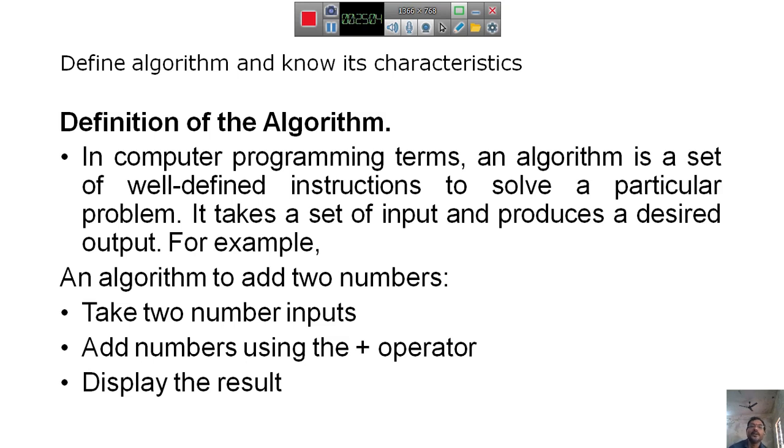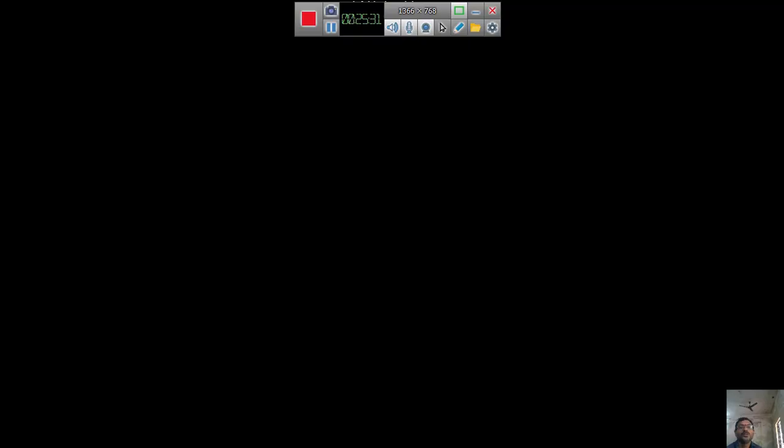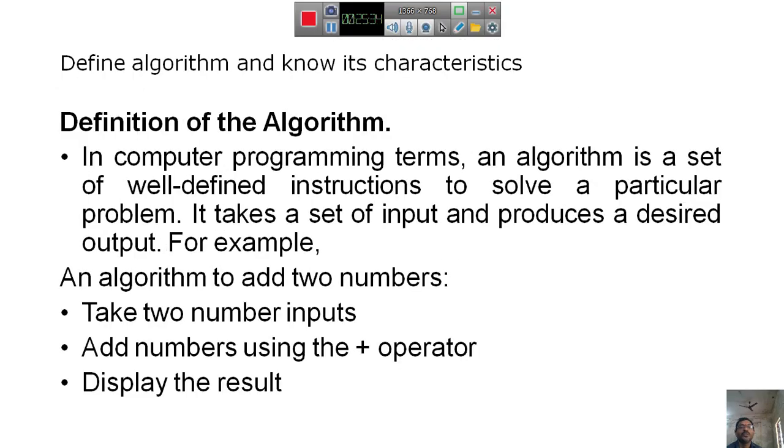A computer algorithm is a detailed step-by-step process for solving a problem with the help of a computer. The problem which we are going to solve with the help of the computer, that is called an algorithm or computer algorithm. So it is solved with the help of the computer, and it should be in very simple English language.